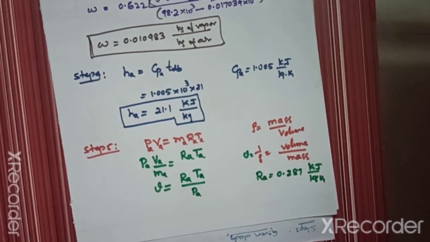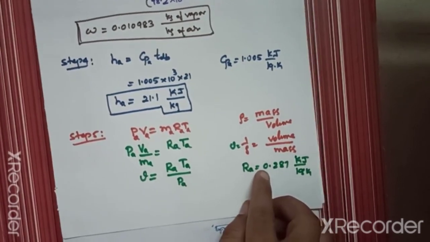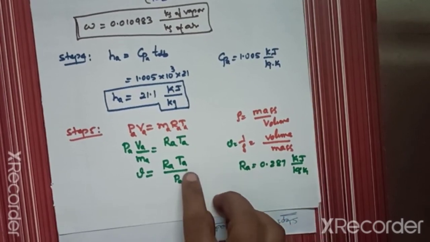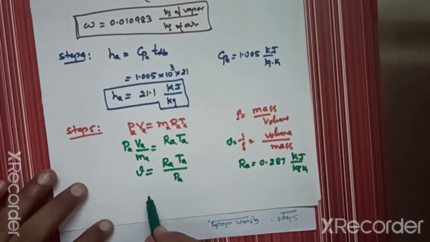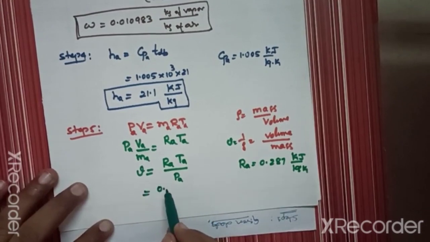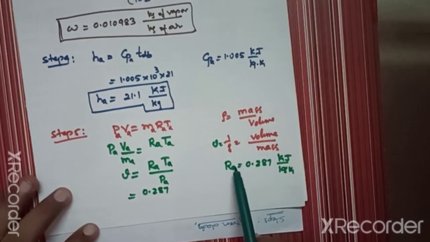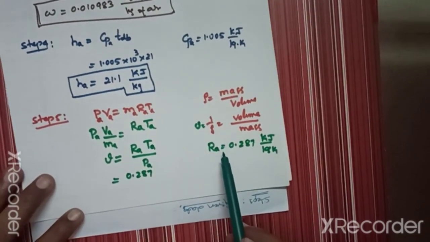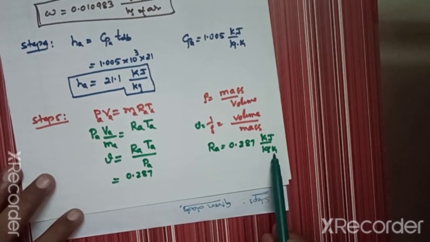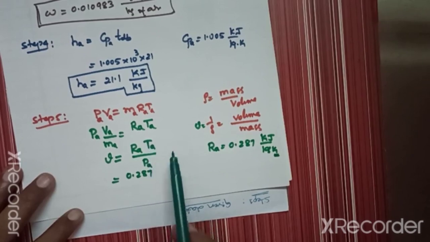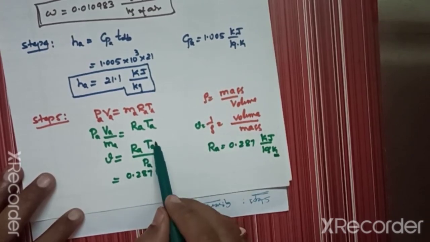Now I will substitute the values of RA and substitute the value of temperature. So here first, what is the value of RA? 0.287. And dear students, now just you observe carefully here. Gas constant value unit is in kilojoule per kg Kelvin. So for this reason, the temperature you have to convert into Kelvin. So dry bulb temperature, this should be dry bulb temperature.